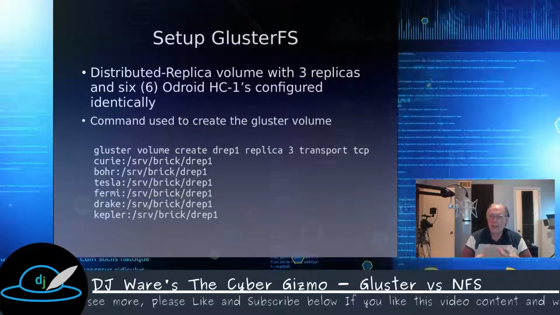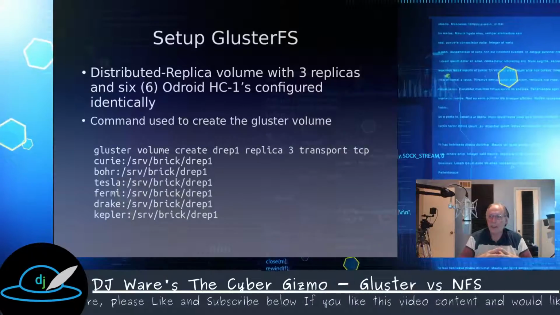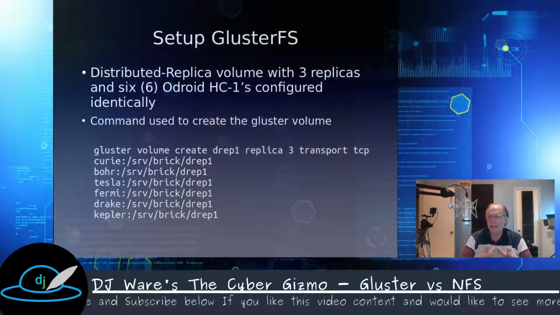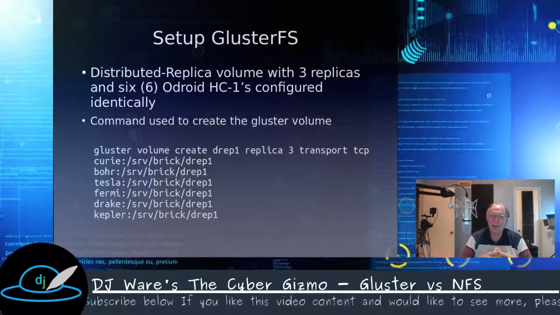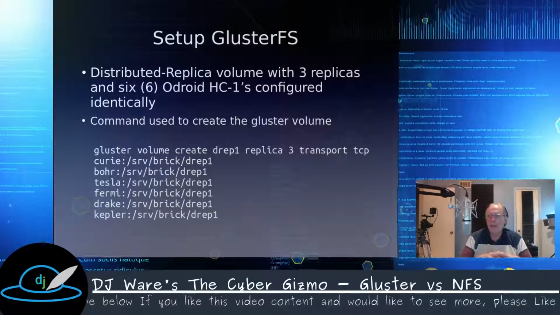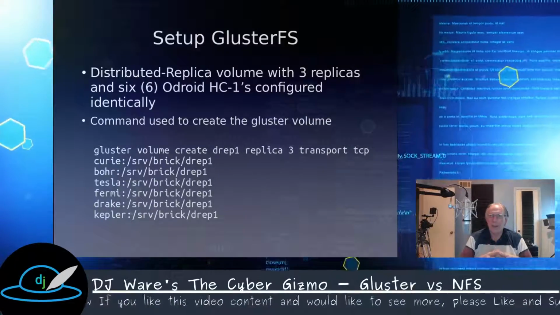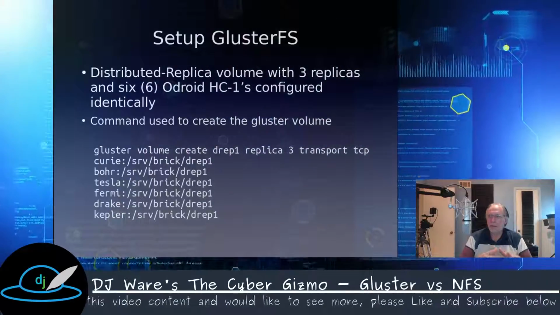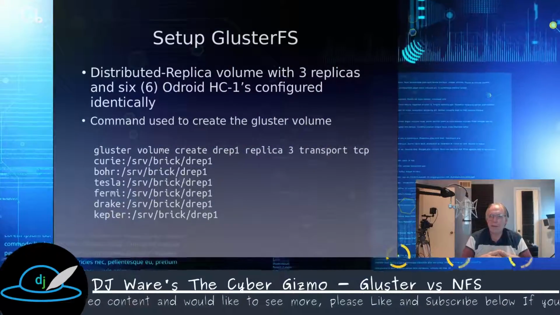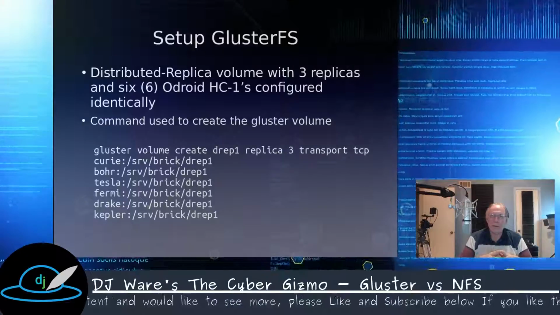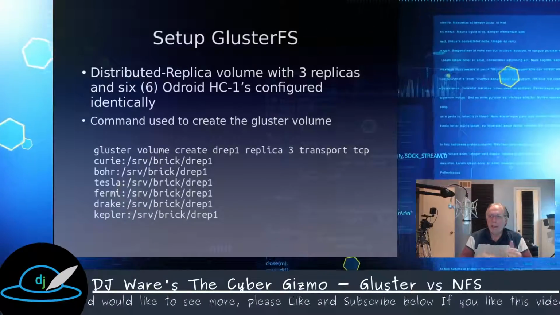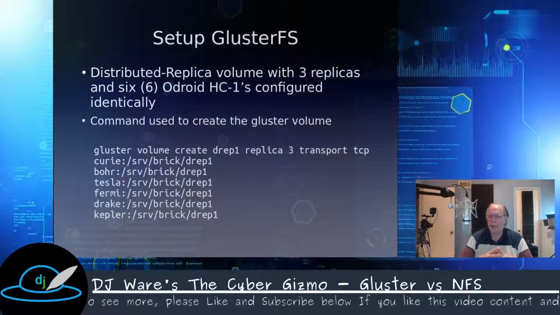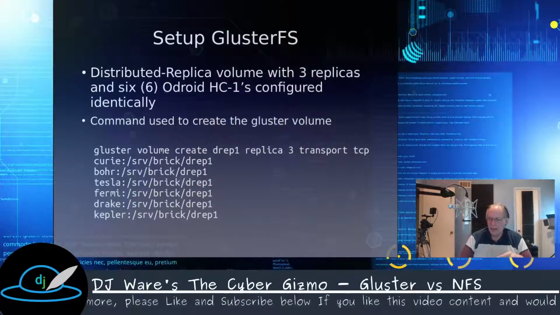The command used to create those is shown below. And you'll probably notice that if you look at the command, it says volume create drep1. drep1 is the name of the volume. Replica is the number of volumes to set aside for replication. And then we'll be using the TCP/IP protocol for the transport. You can also use RDMA. And then the list of machines and the location of the bricks to be used to create the volume.